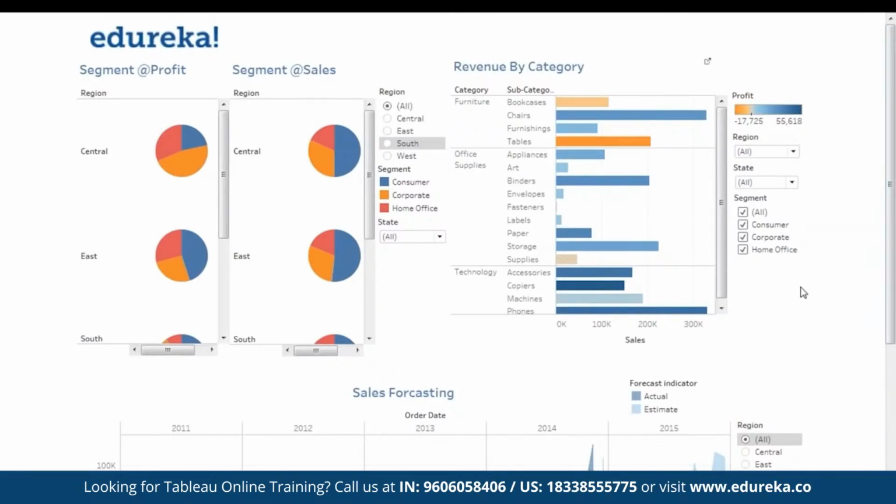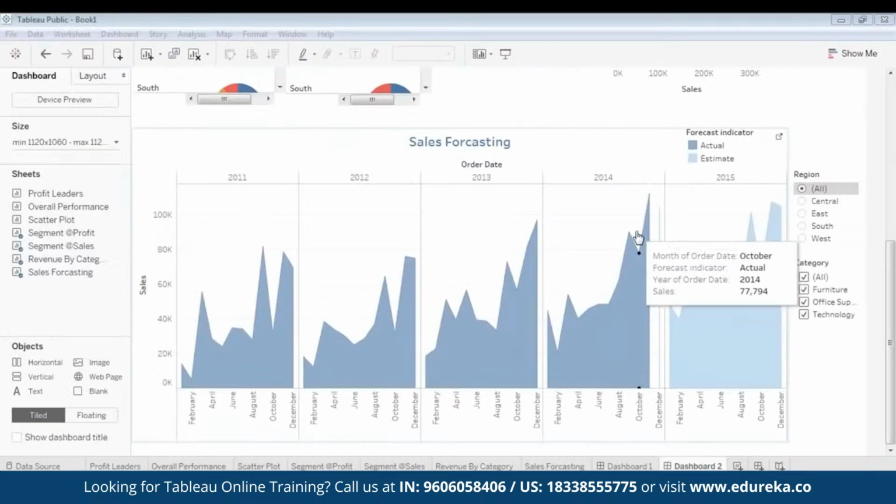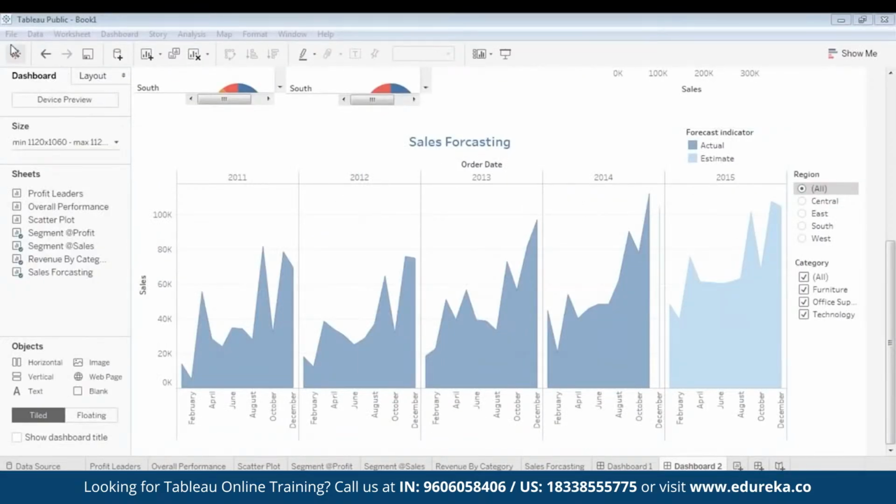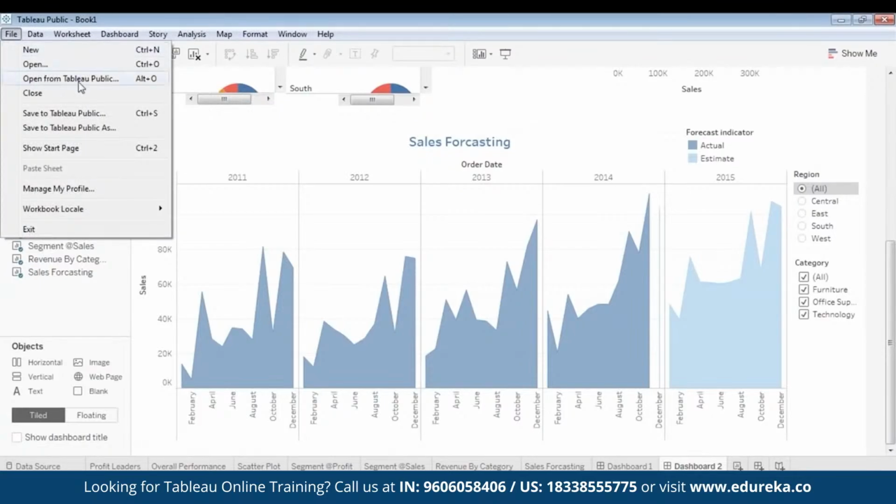So all the 5 questions which we decided, all the 5 insights which we were supposed to find out, we have divided into these 2 dashboards, and these 2 dashboards are giving us those insights. Now, once your dashboard is ready, the last thing is you can save it, right?